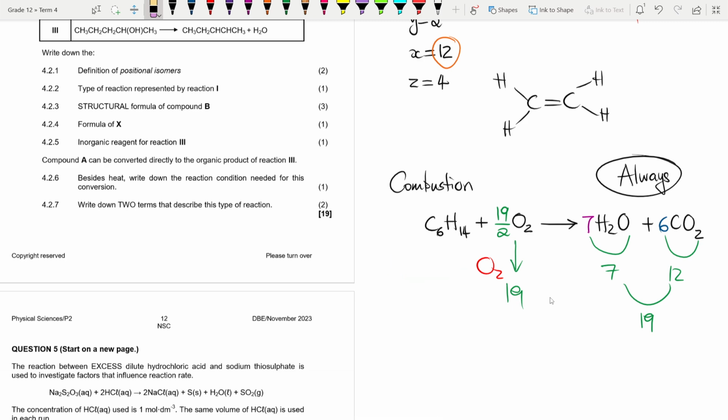Okay, then obviously we have a fraction, which means we have to get rid of that fraction. We have to multiply by 2 all throughout. Then it should be 2C6H14 plus 19 over 2 by 2 is just 19 O2, 7 by 2 is 14 H2O, plus 6 by 2 is 12 CO2. And you can go back and verify that everything is balanced, and it should be balanced. Yes, it is. Okay. That's how to do combustion.